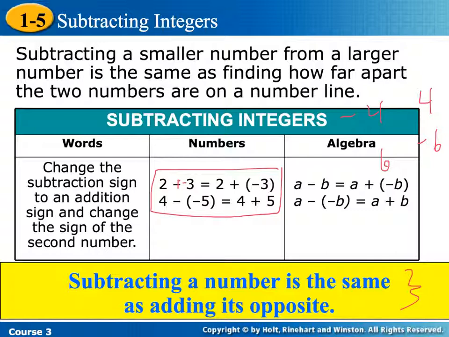Same thing with the second one. 4 minus a -5. Change that to addition, the opposite of -5, which is a positive. So 4 plus 5. It's the exact same thing. What you are doing is you are distributing a -1 to that second number. Okay? A -1 to that second digit. That's how I am able to change it from subtraction to addition.